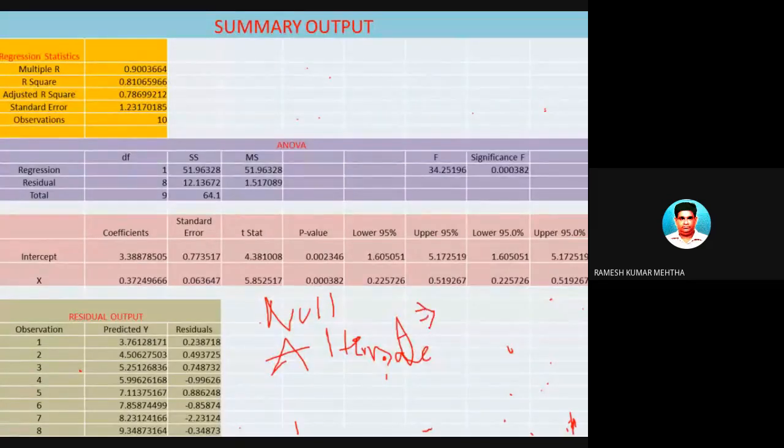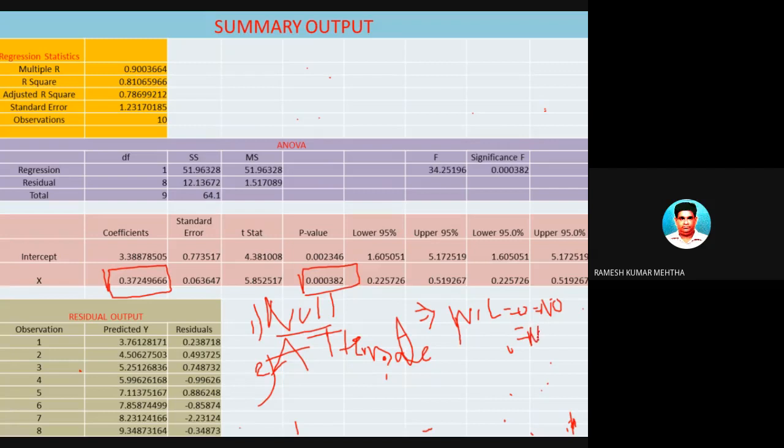Please listen carefully, because if I want to understand the significance of this independent variable with the help of the p-value, we have to understand the null hypothesis and the alternative hypothesis. Now, the null hypothesis, if you look at the word, is nothing but nil, or zero, or no. So the null hypothesis is the first one, and the second one is the opposite of null, the alternate hypothesis. In layman's language, we call null the nil hypothesis: nil, no, or zero.